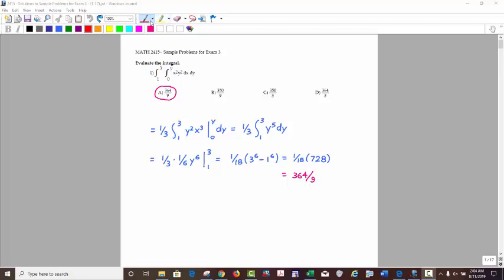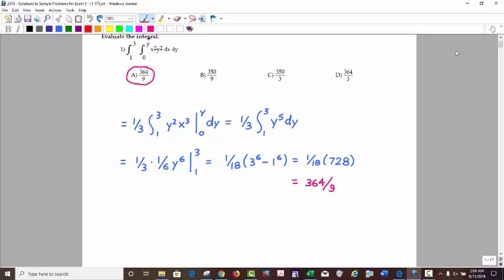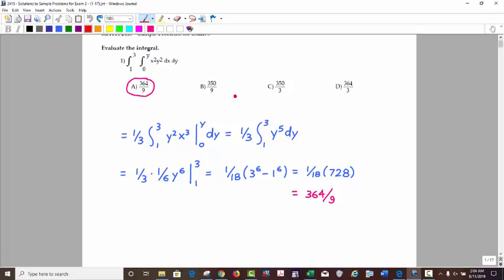Okay, this is Math 2413, the solutions for the sample problems for exam 3. Let's take a look at problem number 1. It's a pretty much straightforward double integral. Happens to be in dx, dy order. It's already set up for us.